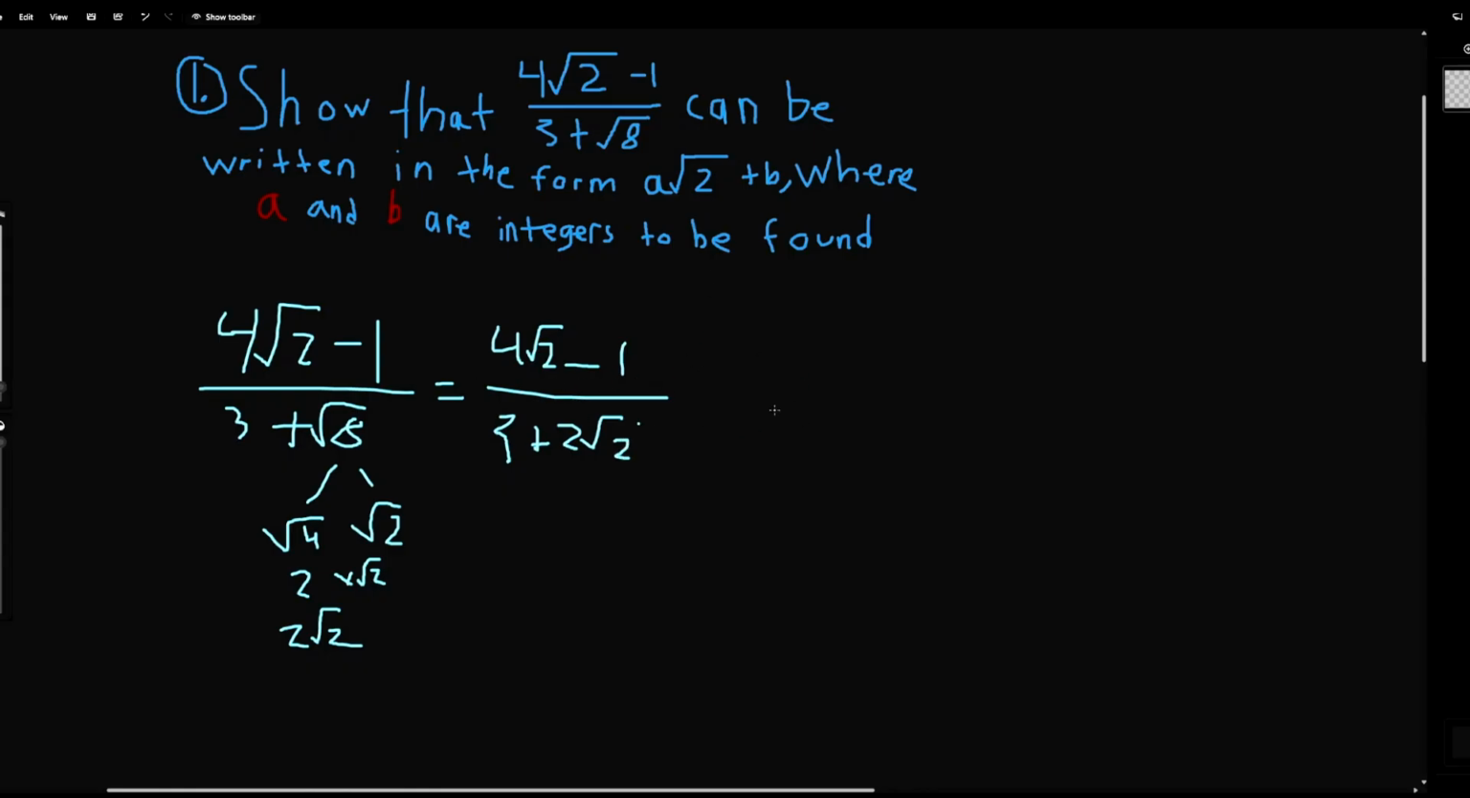Now what we want to do is multiply by the conjugate of the denominator, because we want to get rid of the radical in the denominator, right? So the conjugate is 3 − 2√2. Then we just multiply 3 − 2√2 on the numerator and denominator.